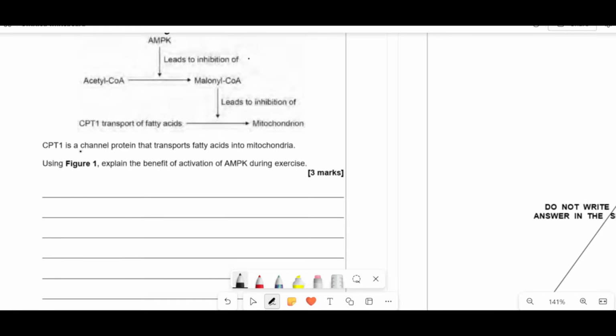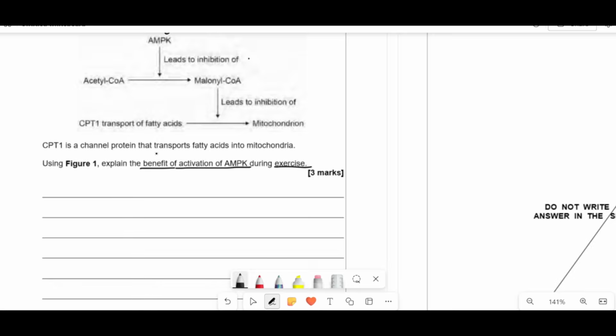Now it says here, CPT1 is a channel protein that transports fatty acids to mitochondria. Using figure 1, explain the benefit of activation of AMPK during exercise. So you need to go through every single step, from activating AMPK to exercise, and why it is a benefit. Loads of people are like, oh, the keyword is explain, and they just say absolute garbage.